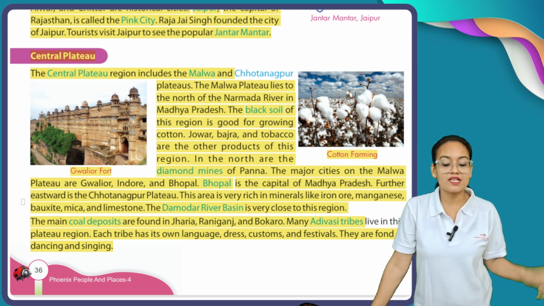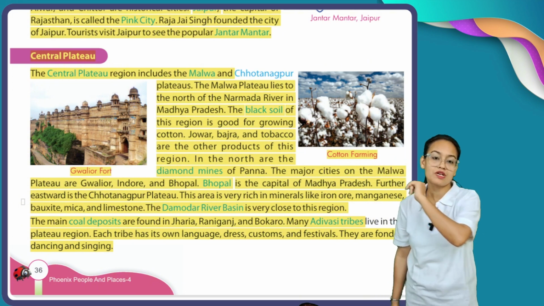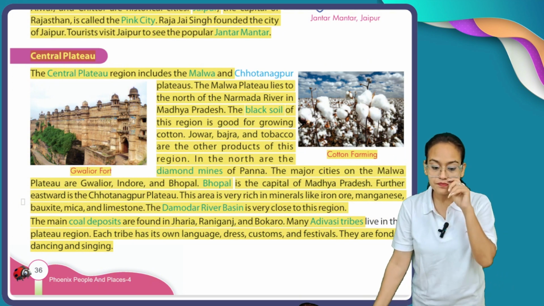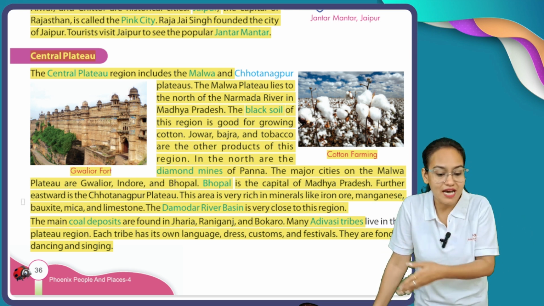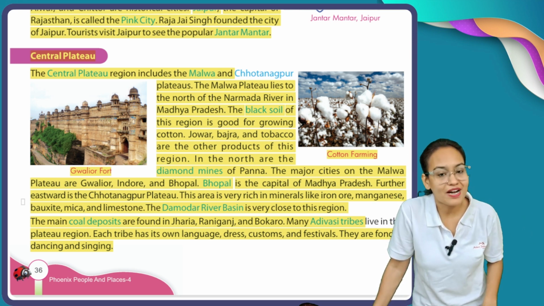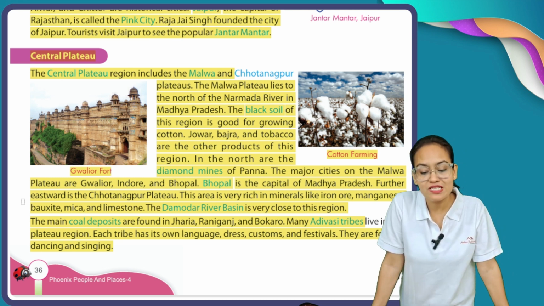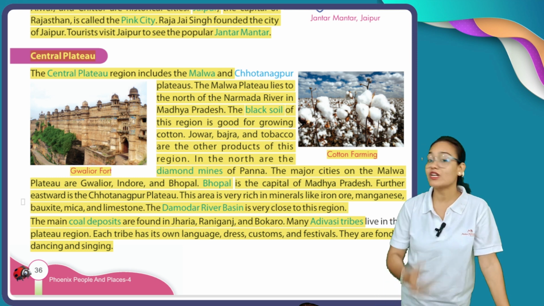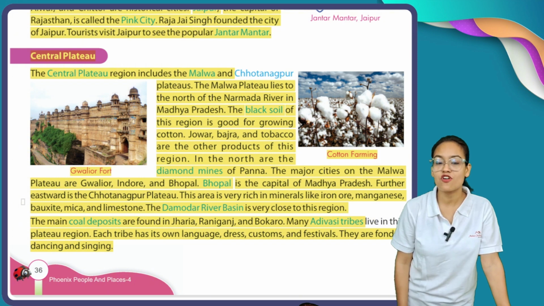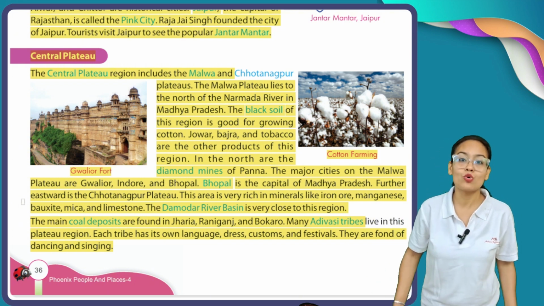Further eastward is the Chota Nagpur Plateau. If we move in the eastward direction of the Malwa Plateau, we find the Chota Nagpur Plateau. This area is very rich in minerals like iron ore, manganese, bauxite, mica and limestone, and the Chota Nagpur Plateau is world famous for its deposits of iron ore, manganese, bauxite and coal.